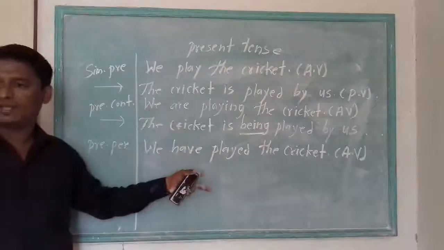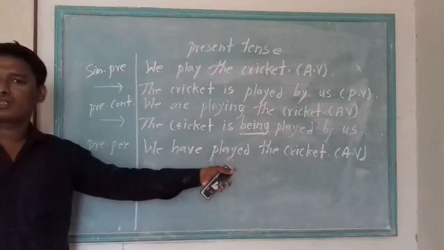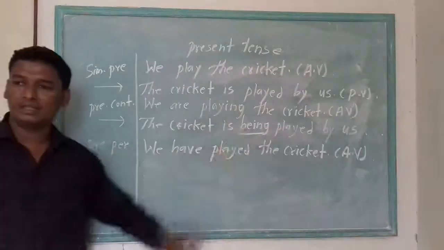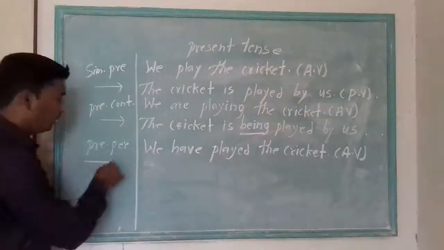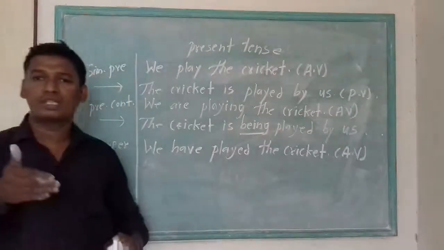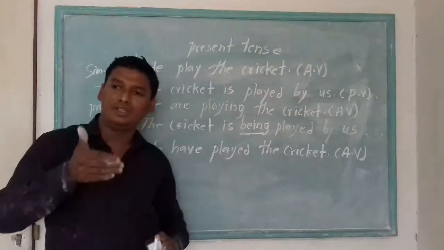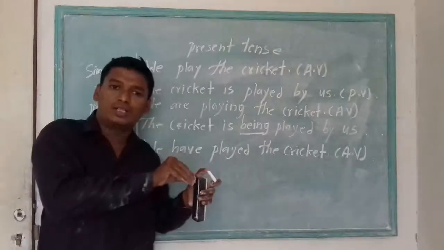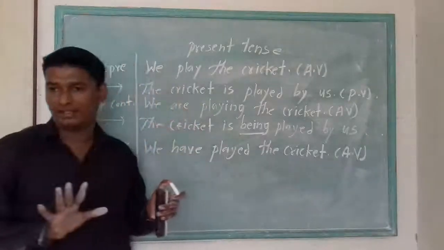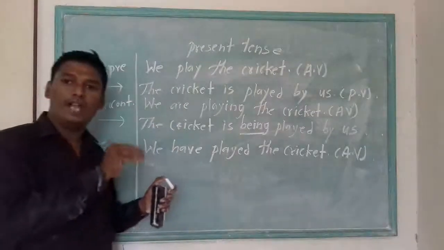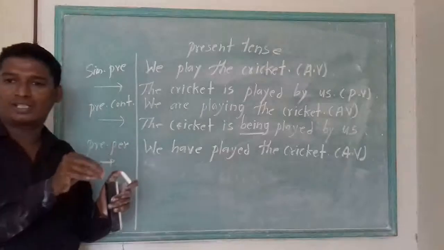Change it into present perfect tense according to the structure of present perfect. We have played the cricket. Look here, it is in perfect tense. And what does our rule say? If the given AV is perfect, then add "been" after the auxiliary verb in the PV sentence. I have given it in a rule. Okay, we have to add "been" after the auxiliary verb.